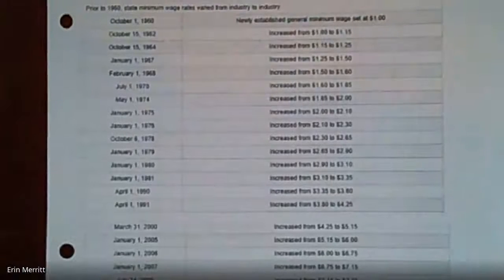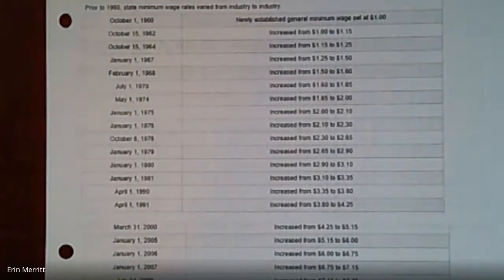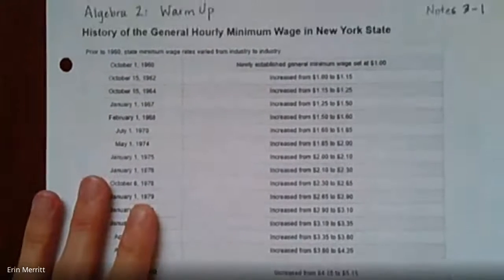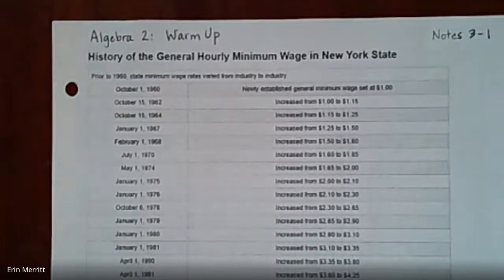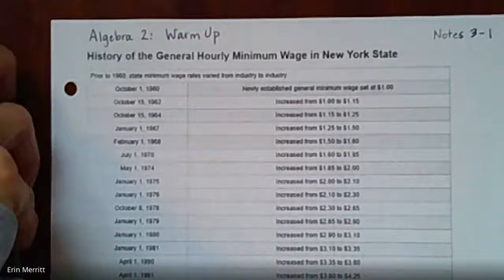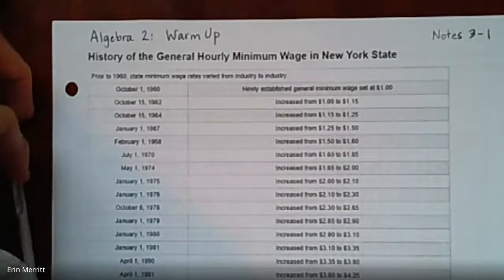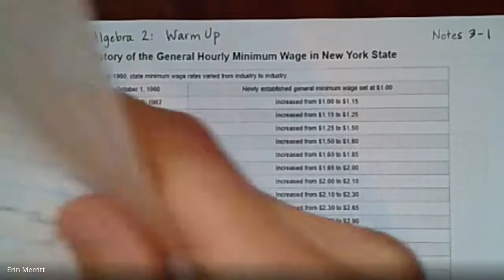Jumping right on into today. Talking about average rate of change. I like this first example just because it's actually really interesting to look at this data over the years. This is the history of the general hourly minimum wage in New York State. So different states, maybe different rules, but New York State, so what you guys are familiar with in particular, right?